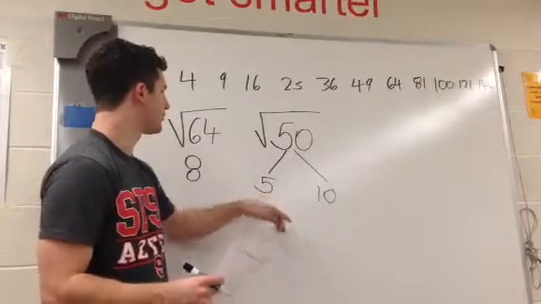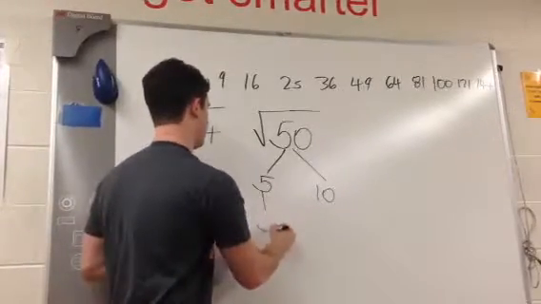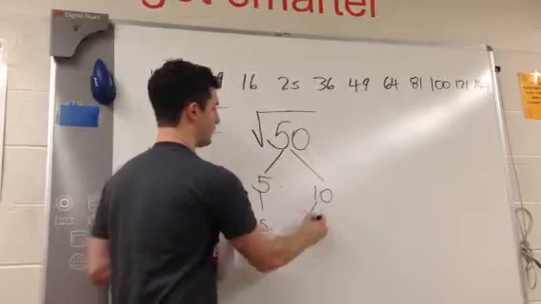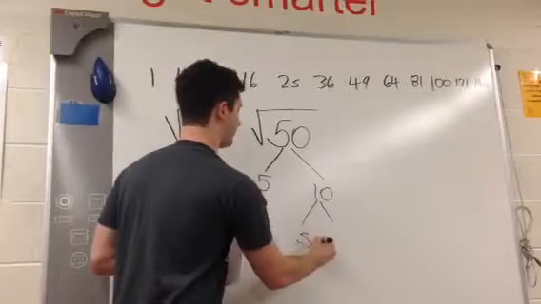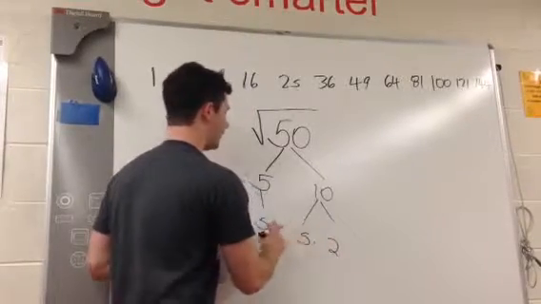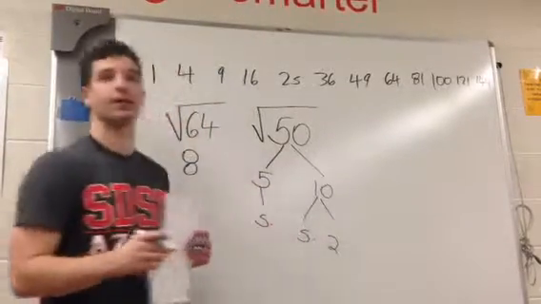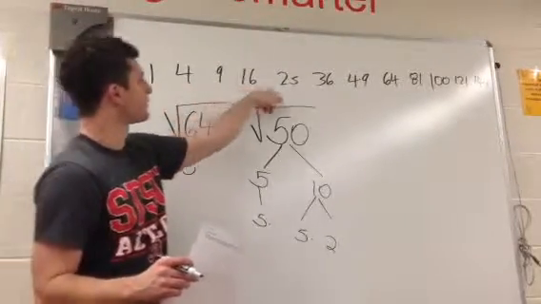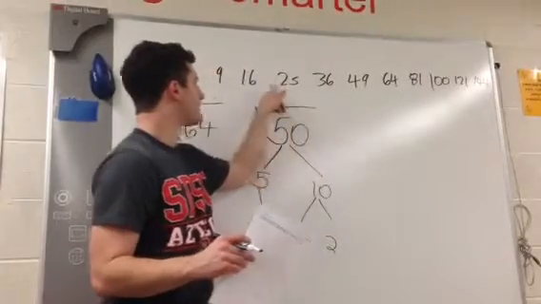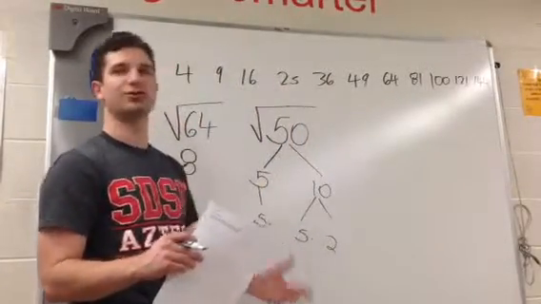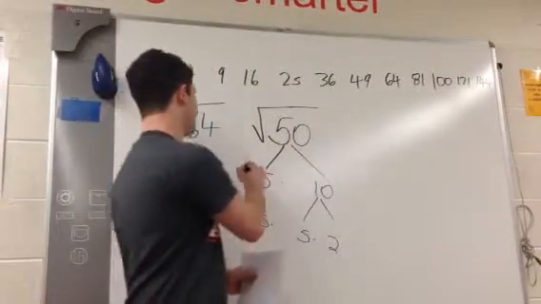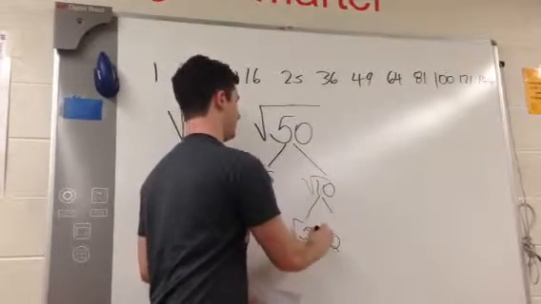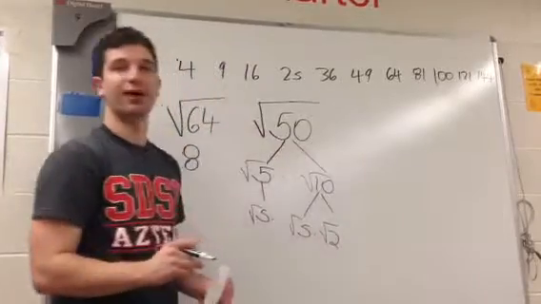So this is still 5. So this reads as 5 times 10. 10 reads as 5 times 2. So now I have 5 times 5 times 2. Okay? So I have all these perfect squares up here. One that I can see right now is 5 times 5, which is 25. So all of these are still square roots. So this reads as the square root of 25 times 2.